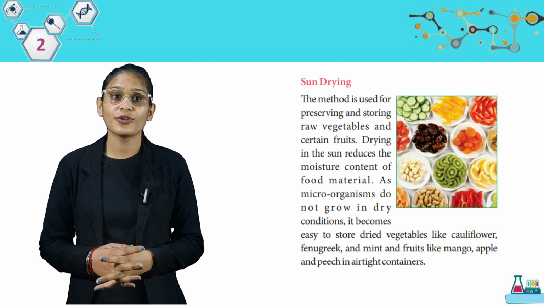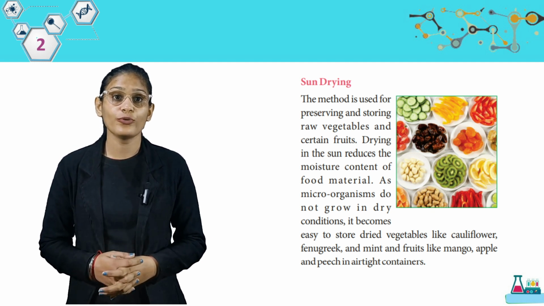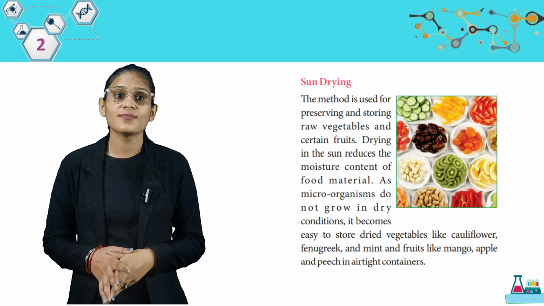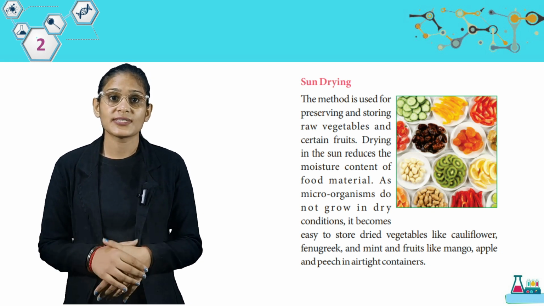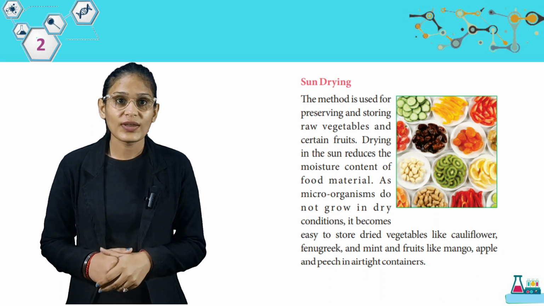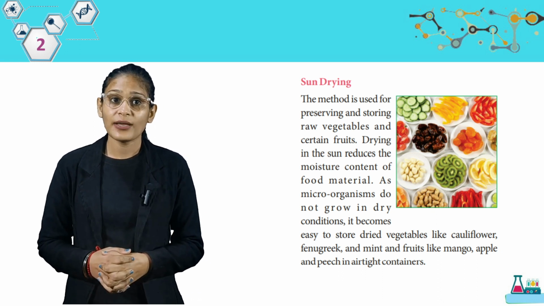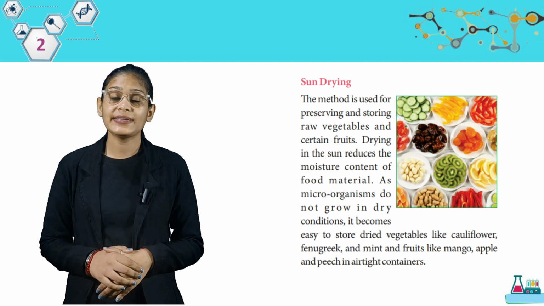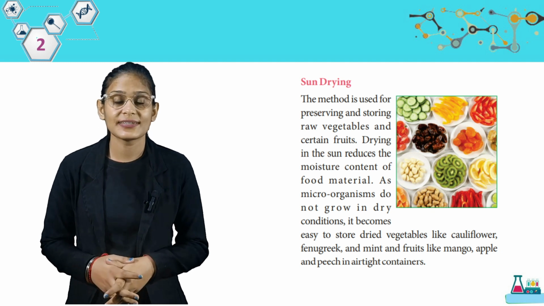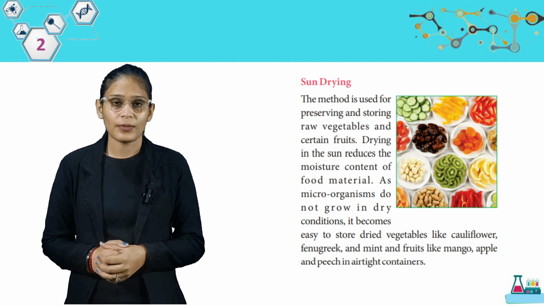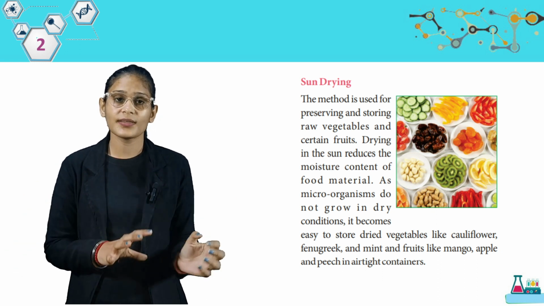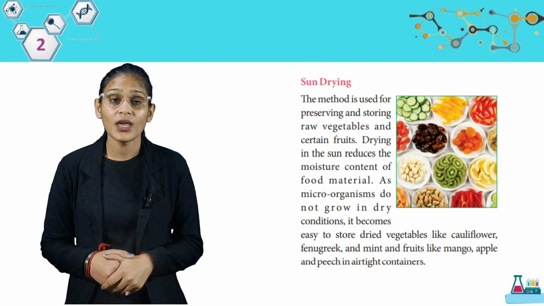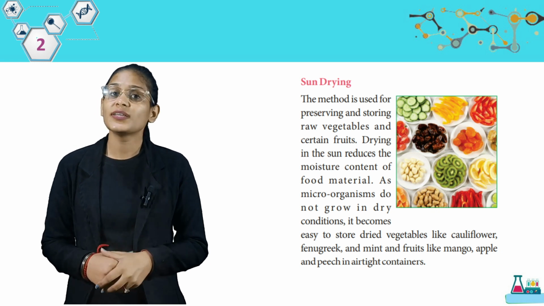Drying in the sun reduces the moisture content of food material. As microorganisms do not grow in dry conditions, it becomes easy to store dried vegetables like cauliflower, fenugreek and mint, and fruits like mango, apple and peach in airtight containers. So student, sun drying एक method है. जैसे हमारी vegetables या कुछ भी चीज है उसको अगर हम धूप में सुखा के रखते हैं तो उसमें microorganisms के होने की chances बहुत कम हो जाते हैं.